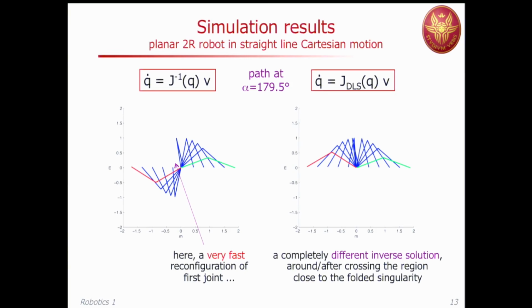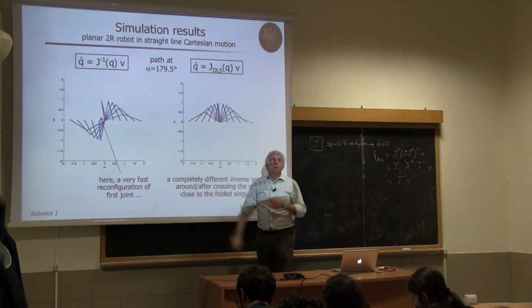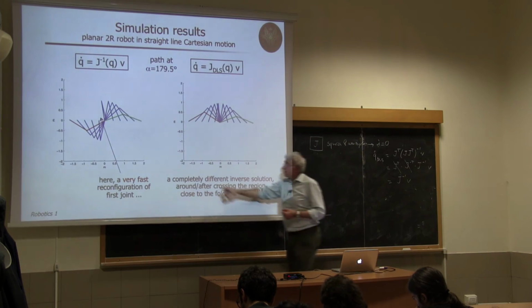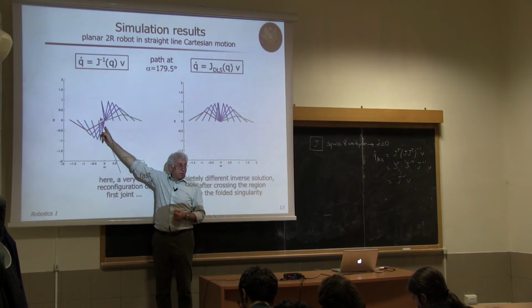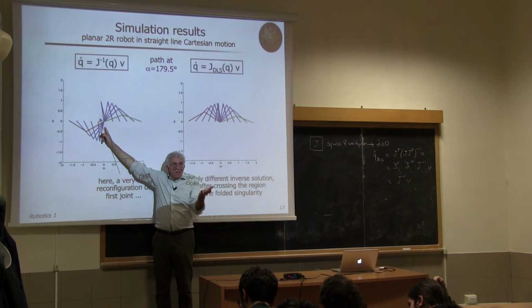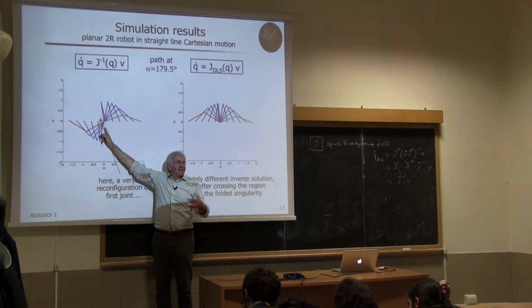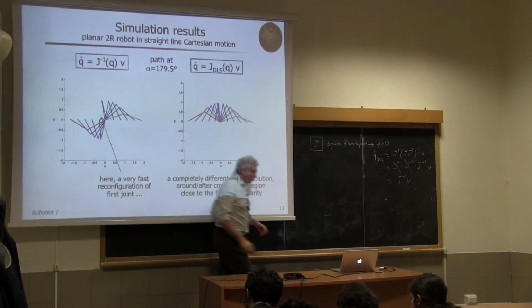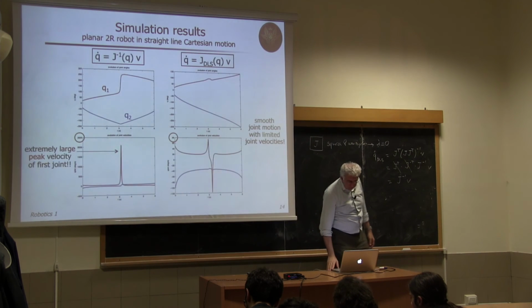And around this position, I'm tolerating some error. I have no error here, but I will have very large joint velocity. So if I consider that those velocities are not realizable, then I will have error even here, as we have seen in the previous simulation.